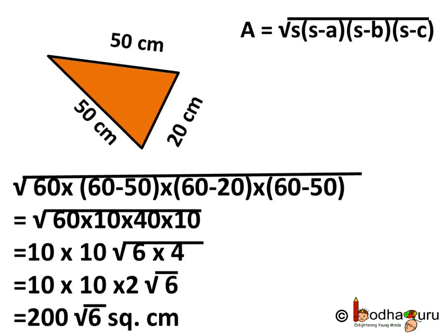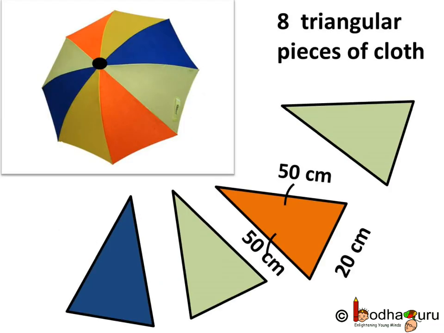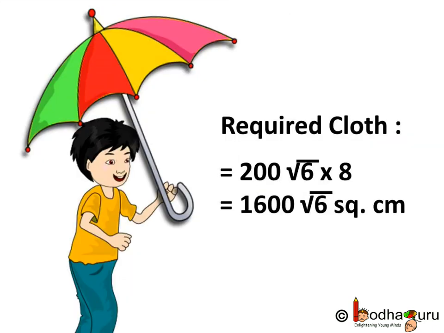Now 8 such triangular pieces of cloth are required to make an umbrella, and now we know the area of one triangular piece. So the total area of cloth required would be 8 times the area of one piece of cloth. This would be equal to 200 square root of 6 multiplied by 8. This equals 1600 square root of 6 square centimeter. So we see we used Heron's formula to calculate the amount of cloth required to make an umbrella.